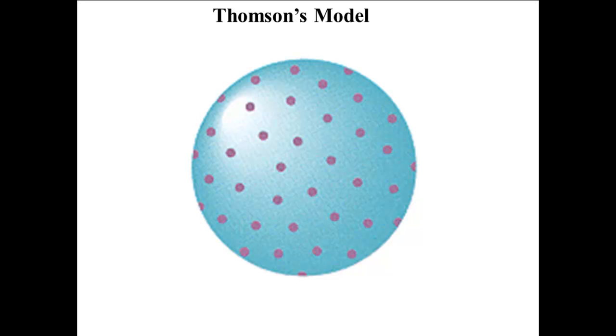This leads to Thomson's model, which has a positive atom with negative electrons embedded within it, spread out evenly. Thomson called it the plum pudding model. For us, a clearer image is the chocolate chip cookie model, where the cookie part is the positive atom and the negative electrons are the chocolate chips. The atom is still spherical.